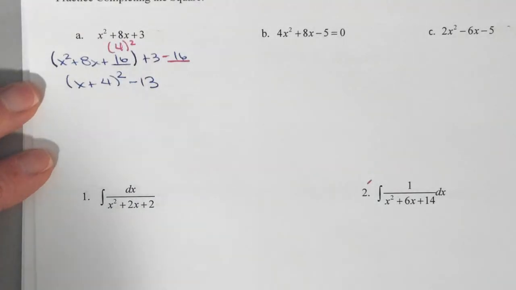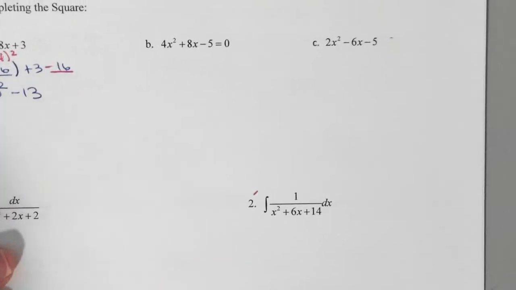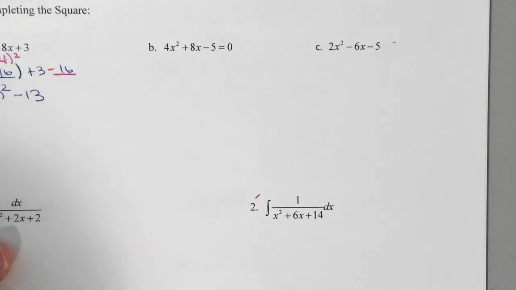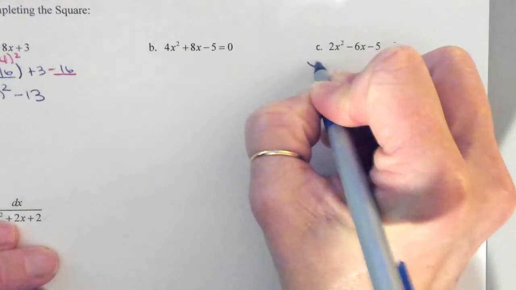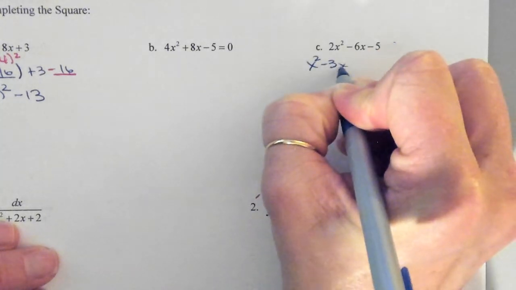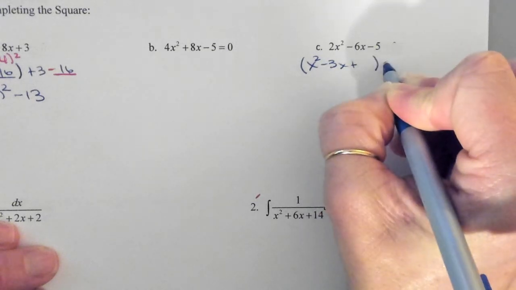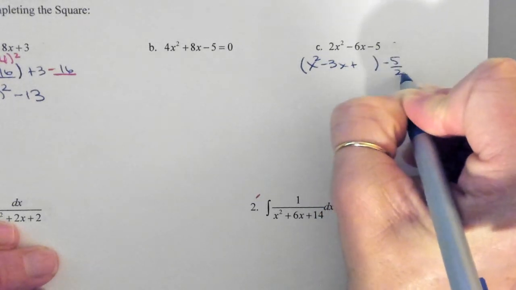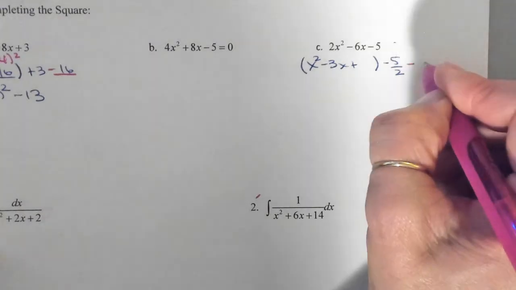Okay, it's not pretty, and the next one is going to get even worse because there's a fraction, but it's completing the square. So let's go down here. When you complete the square, your leading coefficient has to be 1. So that means I need to divide everything here by 2. So when I do that, that leaves me with x squared minus 3x, and I'm going to group these. Okay, this becomes minus 5 over 2 because I divided everything by 2. And remember, whatever you add, you have to subtract.